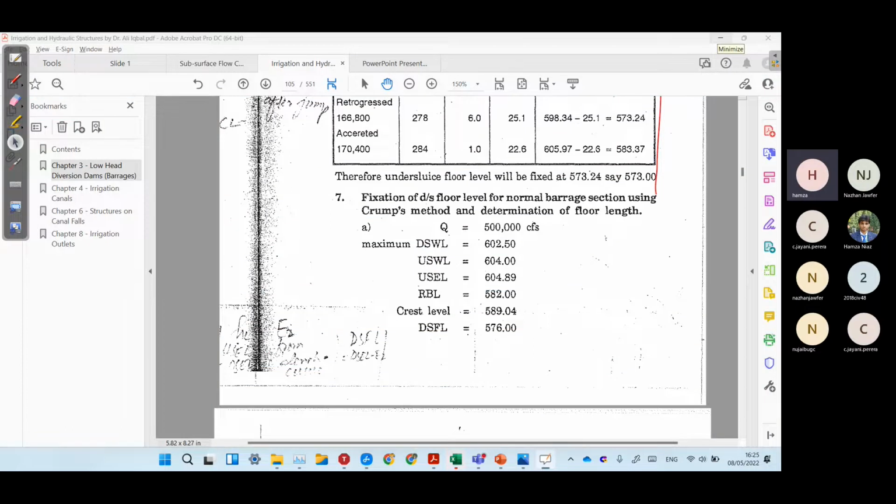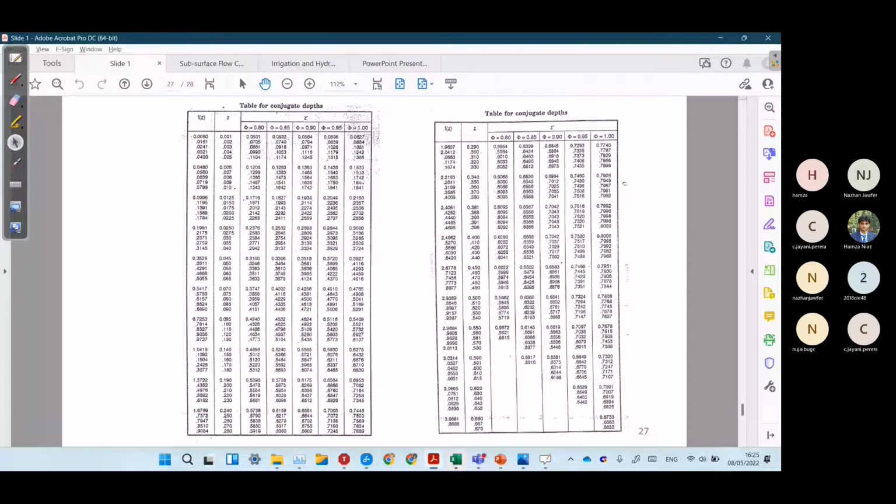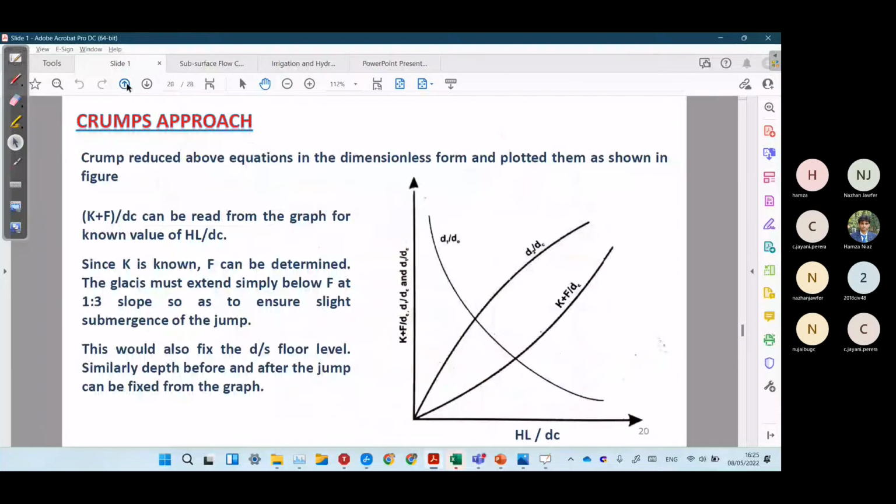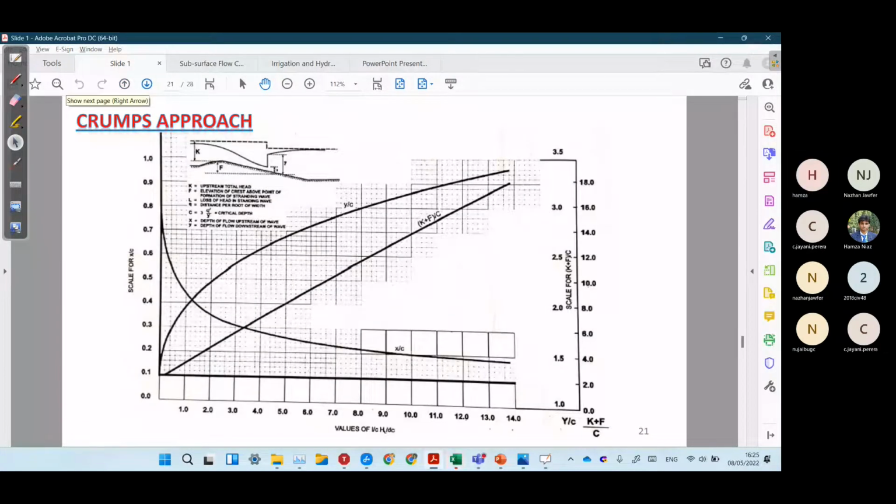So for the Crump method, if we move to its graph, this is Crump's graph. If we check this, we have to find this K plus F over C value. How can we get this value? We have to know this HL over C. This is HL over C, head loss over critical depth. C is the critical depth that we did in the previous course of hydraulic engineering.